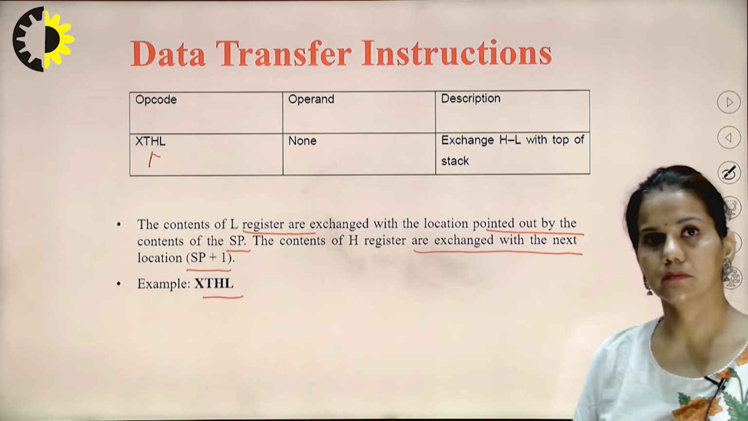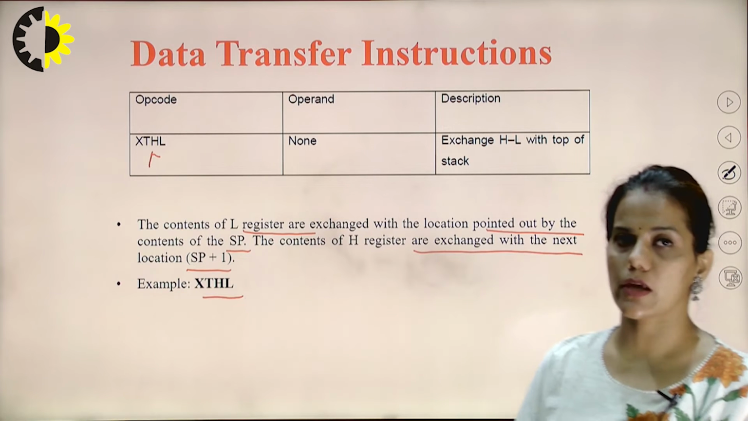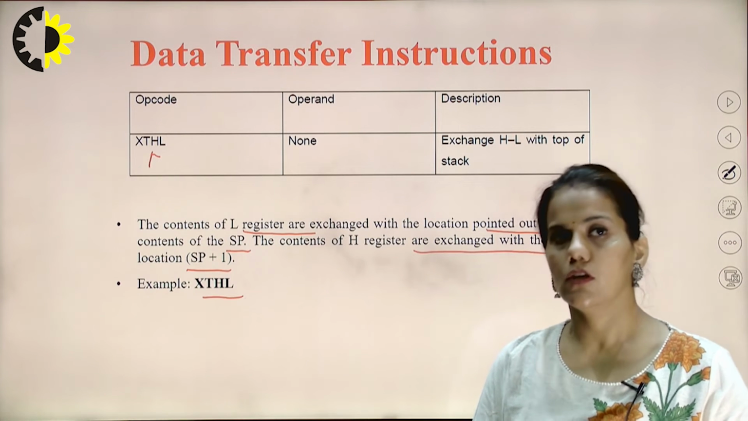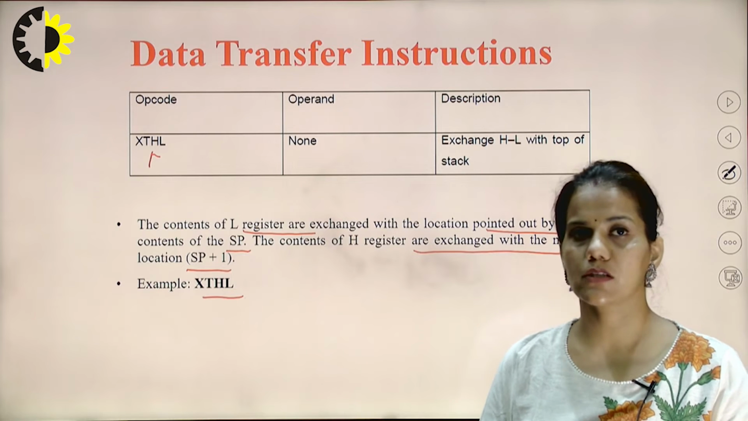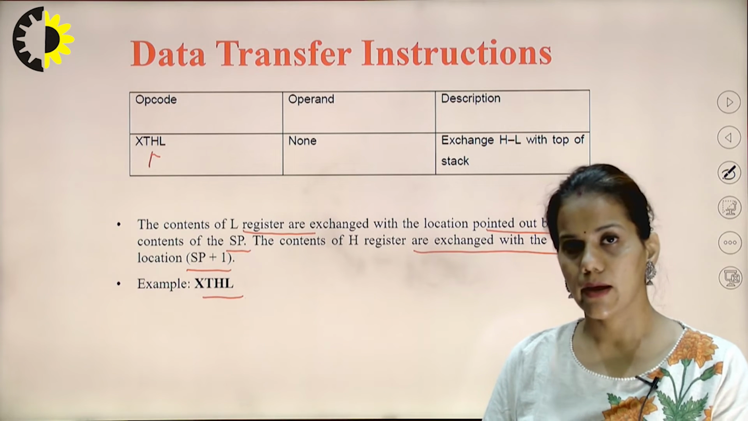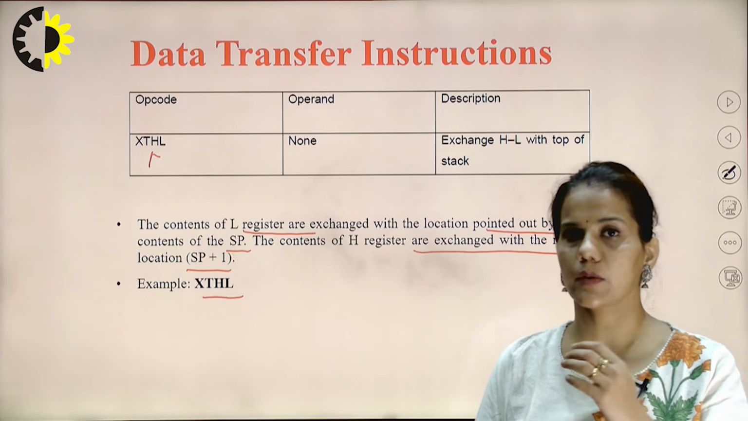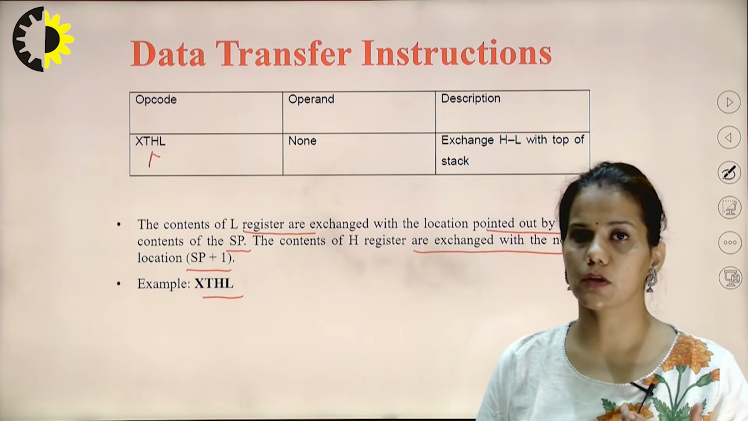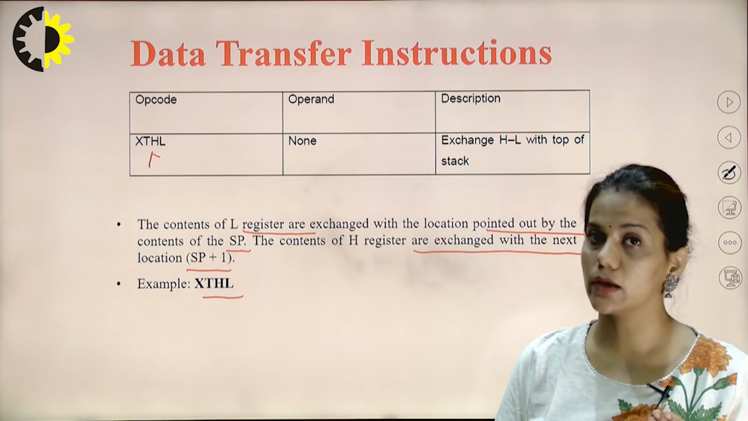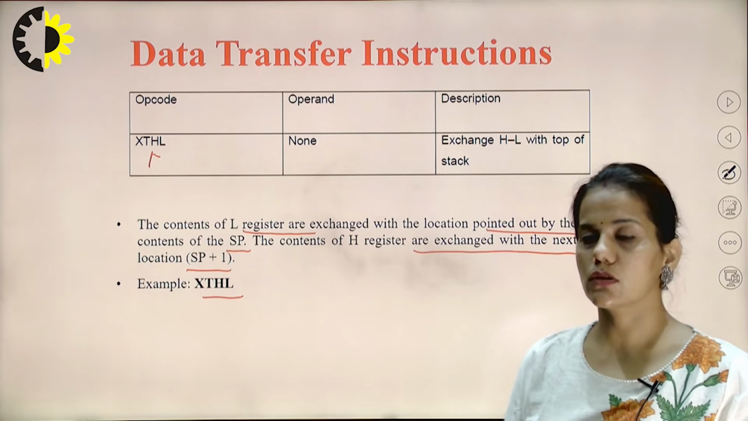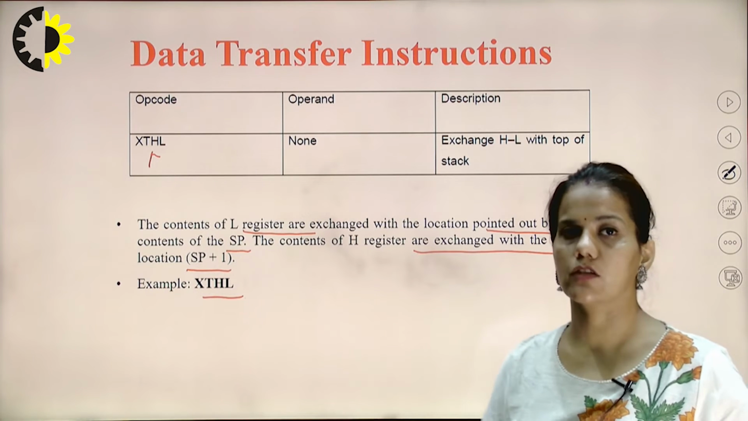So obviously the top of stack is pointed to by the stack pointer. So the contents which are pointed to by the stack pointer will be exchanged with L, and the other higher address, that is stack pointer plus 1, the contents of this memory location will be exchanged with the higher order register, that is H. So in this way the contents of both will be exchanged.